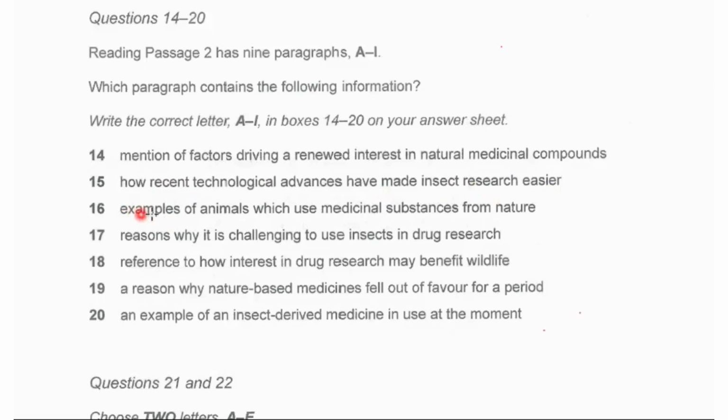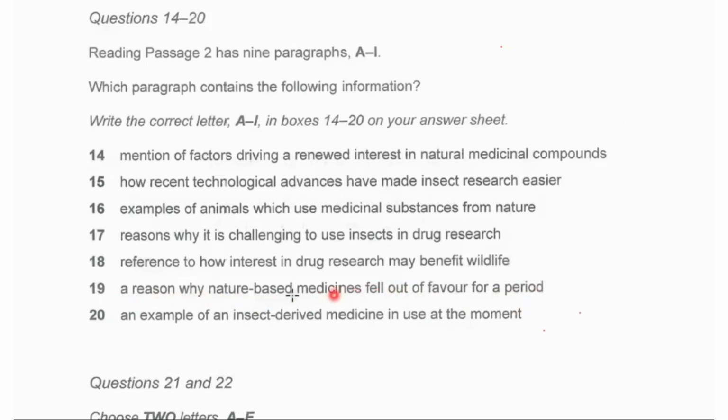Number 16, examples of animals which use medicinal substances from nature. Examples, we should see 2 or 3 examples of animals. Medicinal substances, nature. Reasons, plural, that's another plural word. Reasons why it is challenging to use insects in drug research. Challenging, that's another keyword here. Insects, drug research. Reference to how interest in drug research may benefit wildlife. Interest in drug research, benefit wildlife. Those are my keywords.